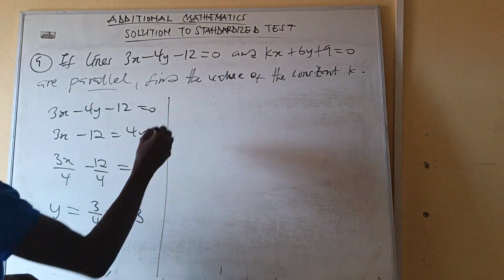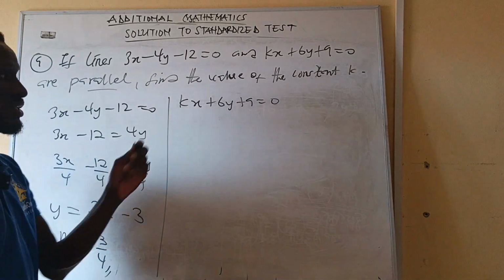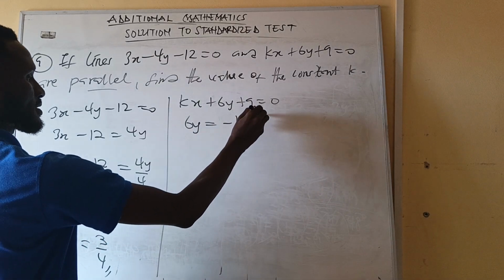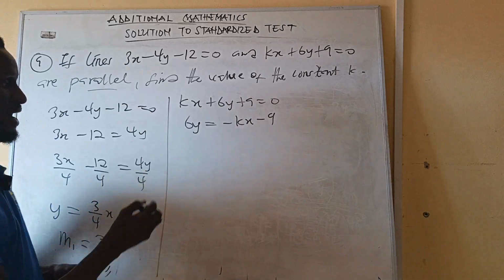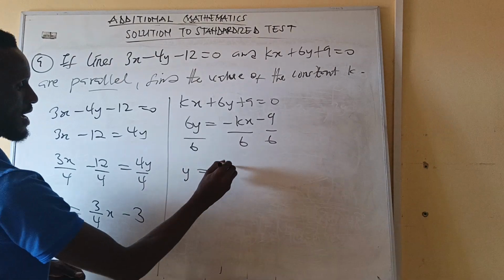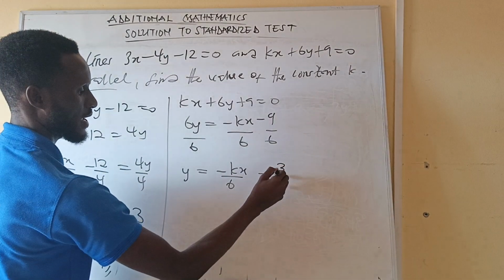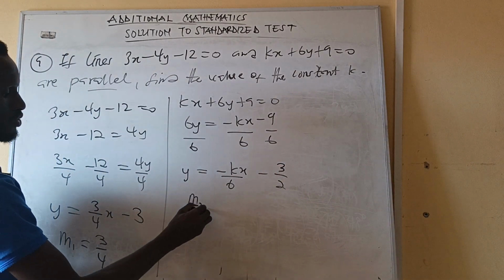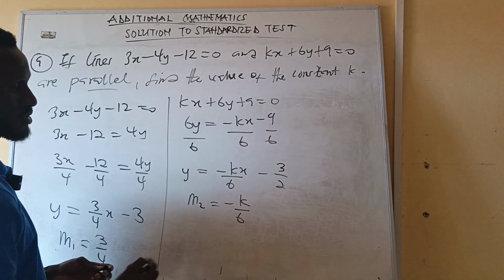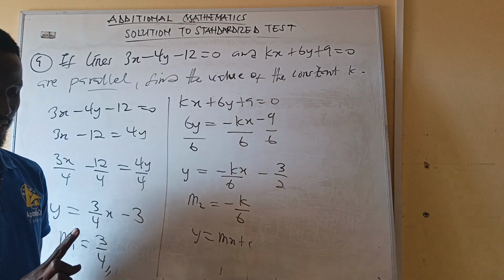Now let's take the second line, kx plus 6y plus 9 is equal to 0. Let's find the gradient of this one. We make y the subject. So 6y is equal to minus kx minus 9. Divide both sides by 6. Y will give us minus kx over 6, minus 3 goes 1, 3 out of 2. So the gradient m2 is the coefficient of x, which is minus k out of 6. Don't forget that we are comparing to y is equal to mx plus c. So the gradient is the coefficient of the x.